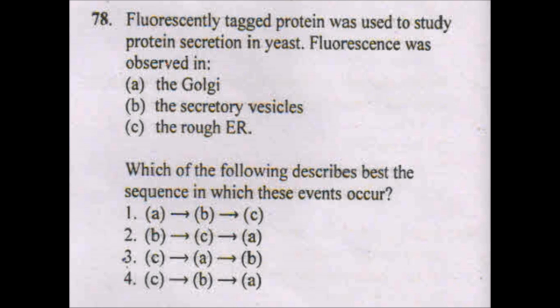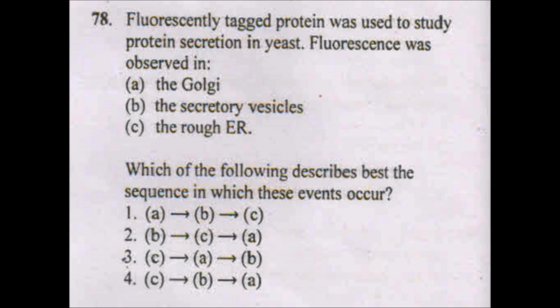Next question is, a fluorescent tagged protein was used to study protein secretion in yeast. Fluorescence was observed in the Golgi body, in secretory vesicles, and in the rough endoplasmic reticulum. What happens? Protein is synthesized on the endoplasmic reticulum, and from here, according to the signaling molecules attached to the protein, it gets transported to the required places.